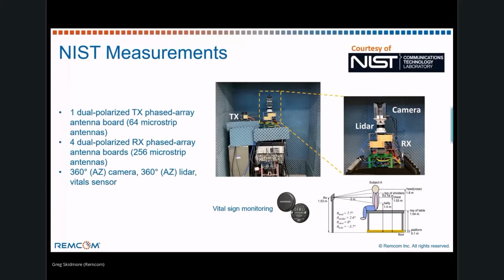So first, Greg briefly mentioned this, the NIST measurements that we were really grateful to collaborate with them for. This is their TX and RX and LiDAR camera setup, so a multimodal setup, measuring vital signs of a person sitting and standing in front of a sensor, along with the vital sign monitoring. Next slide.